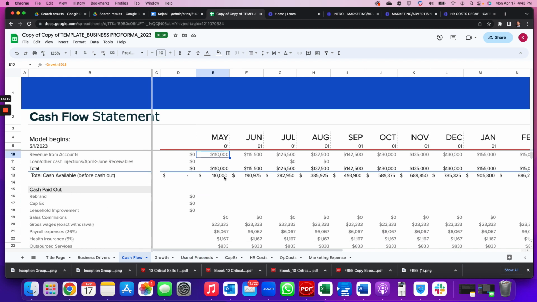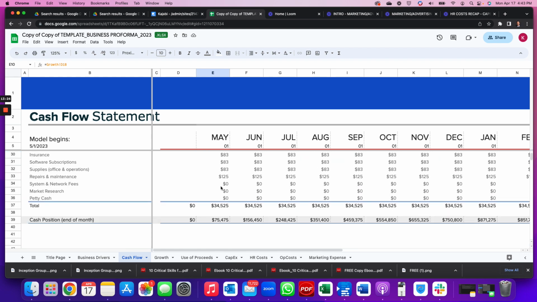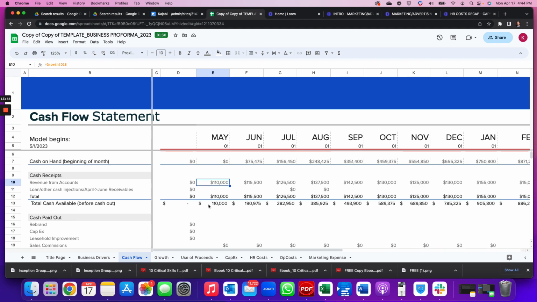So we got $110,000 incoming. How much do we have leaving? We have a total of $34,500 leaving, and that leaves us, after expenses, a cash position at the end of the month of $75,475. So at the start of June 1st, we go back up to June 1st. That right there is what we have as cash on hand at the beginning of June 1st. Now, up here, equal to cell E39.